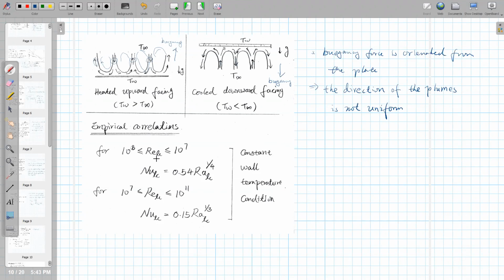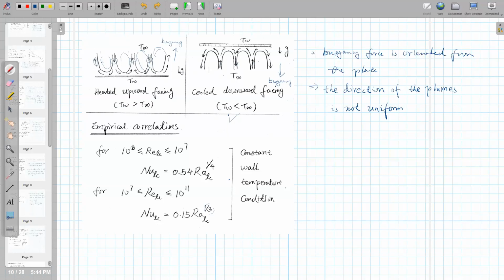In this one, if the Rayleigh number is between 10 to the power 5 and 10 to the power 7, you can use this equation: the Nusselt number equals a constant times the Rayleigh number to the power of 1/4. When your Rayleigh number becomes bigger, this is more like a transition regime, so the flow begins to transition from laminar to turbulence, or even becomes turbulent, and then your Nusselt number becomes 0.15 times the Rayleigh number to the power of 1/3. So you see that this power is changing from 1/4 to 1/3. So this is another empirical correlation for these cases.